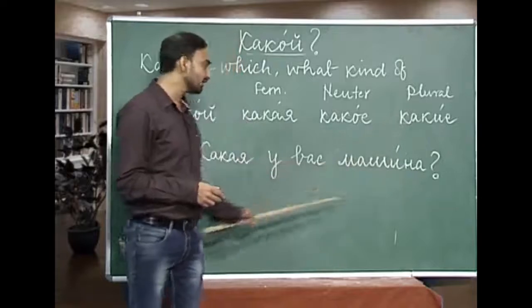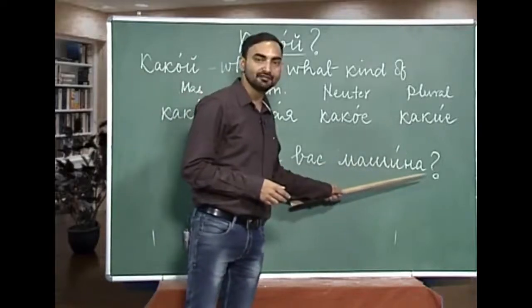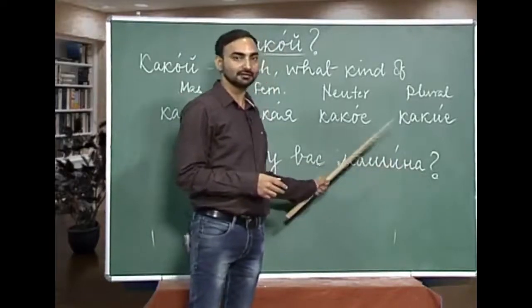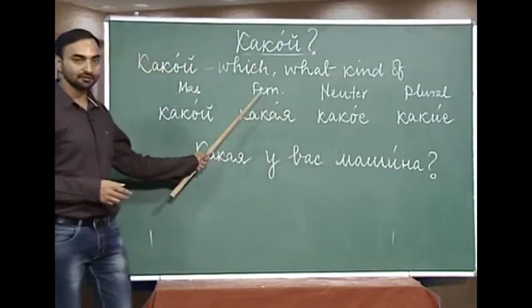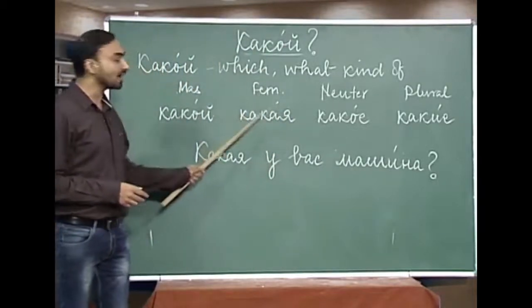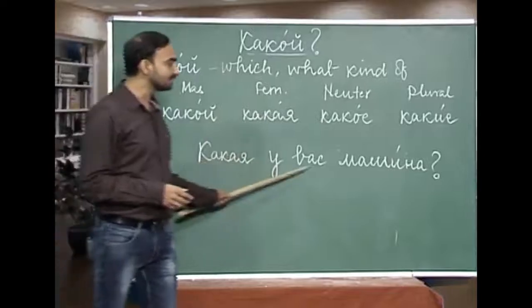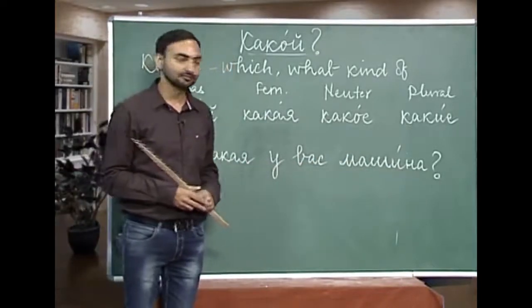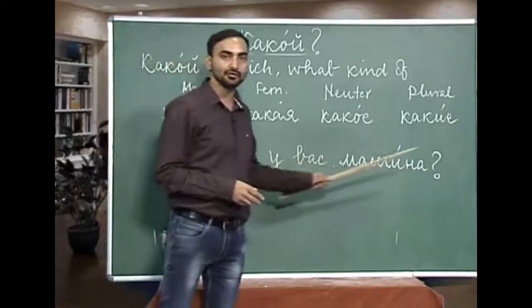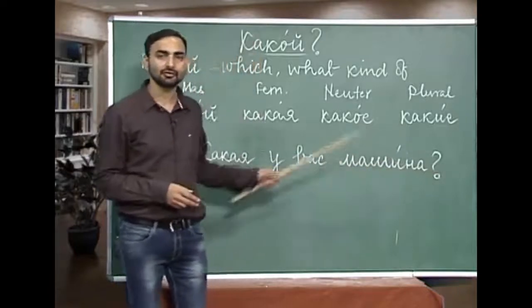As you can see, here the noun is машина, which is a feminine gender noun. That is why we are using какая. So, with feminine gender nouns, we use какая. Какая у вас машина? So, which car do you have? It will mean which car do you have or what kind of car do you have.